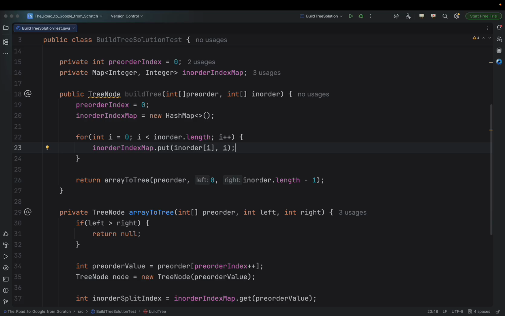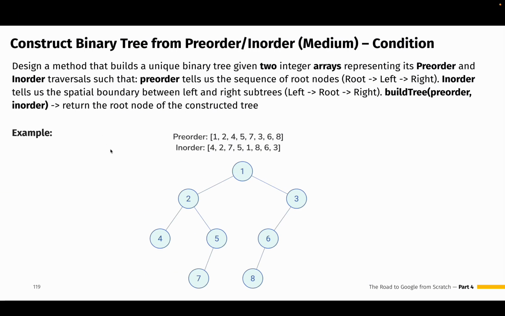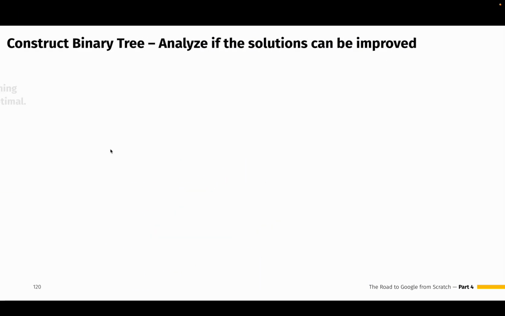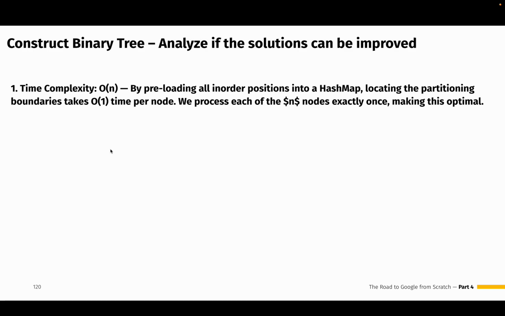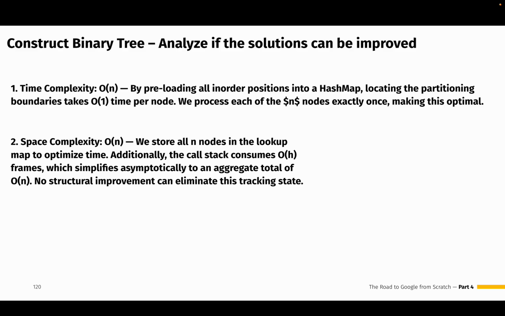So that's the idea, that's the solution. I hope it was clear. If again you have any questions, please write them in the comments. But now let's check the complexity. So the time complexity for that algorithm will be O(n), and the space complexity also will be O(n).